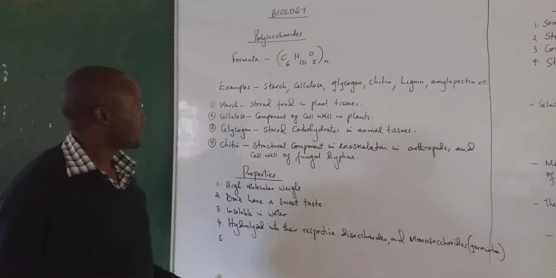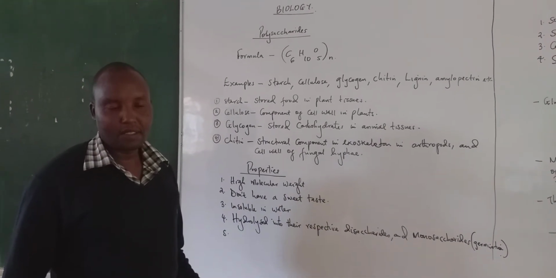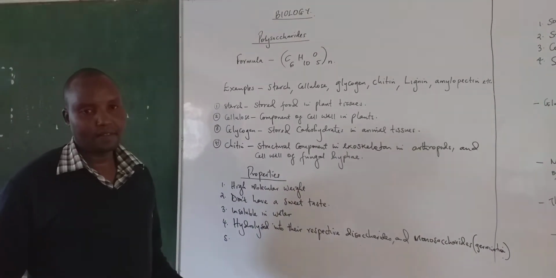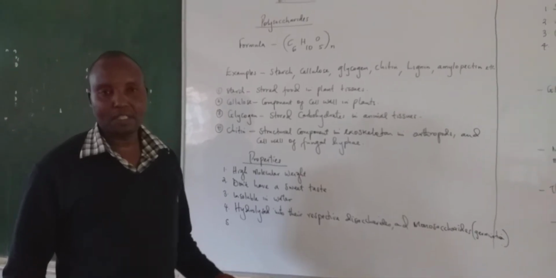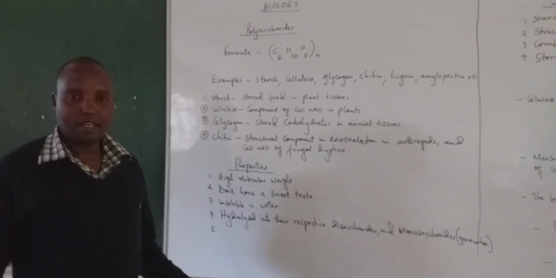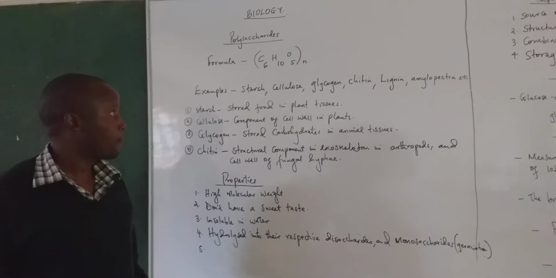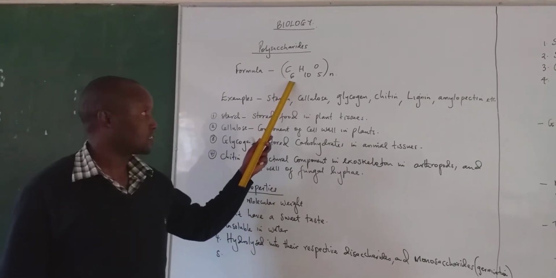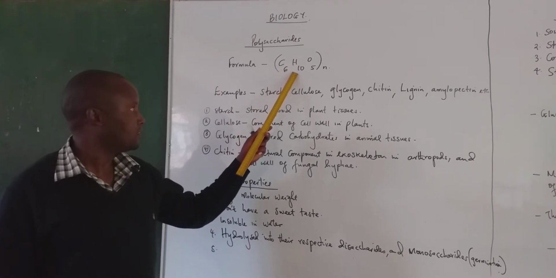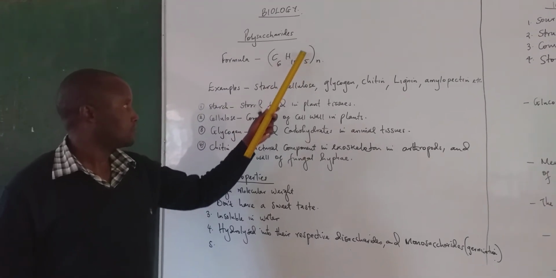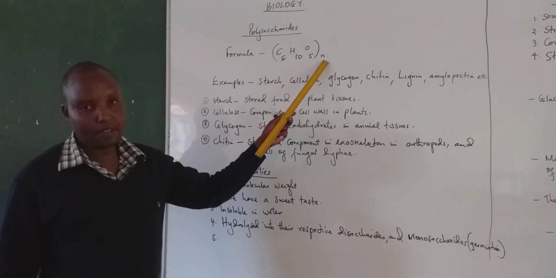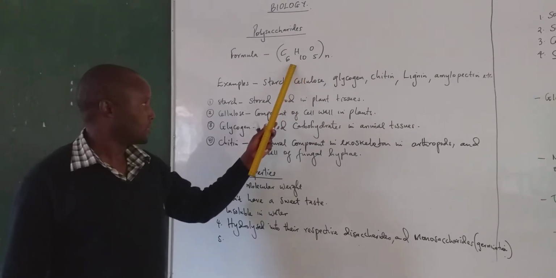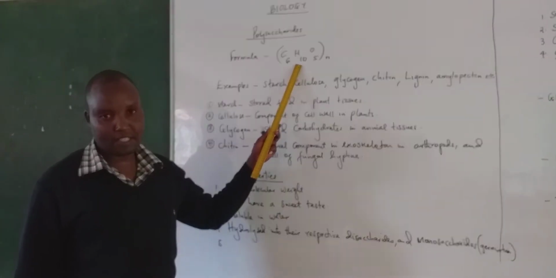We are going to discuss polysaccharides, specifically starch. Starch is one of the polysaccharides that forms structural compounds in the body of living organisms, especially plants. It has a general formula of C6H10O5 in brackets, n. n is a large number, which can be 5, 6, 10, depending on the type of polysaccharide. So this is the general formula of starch.